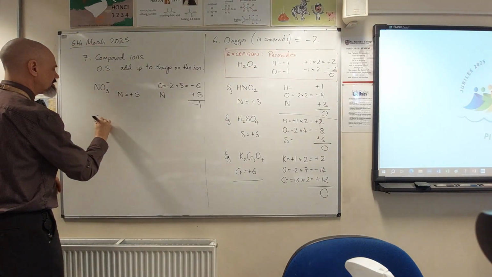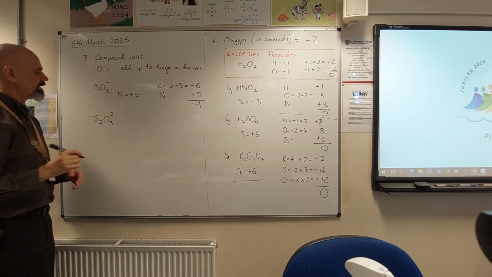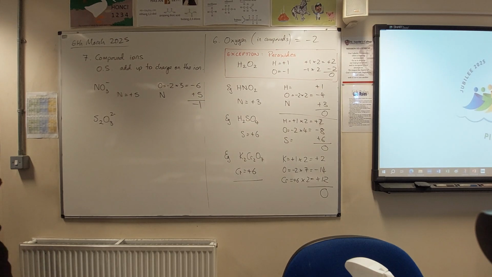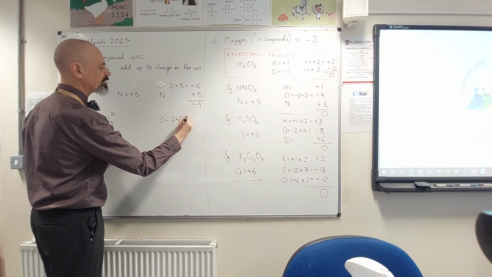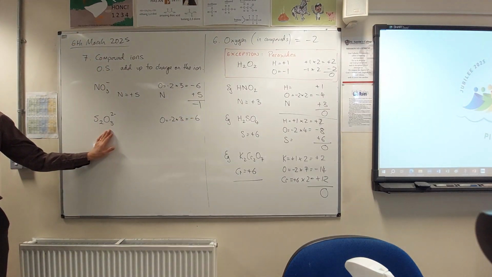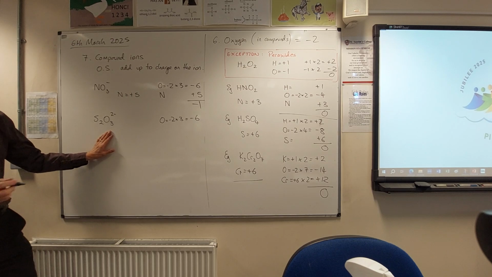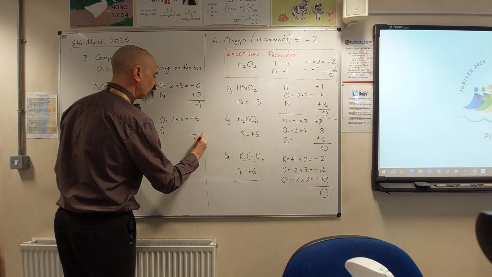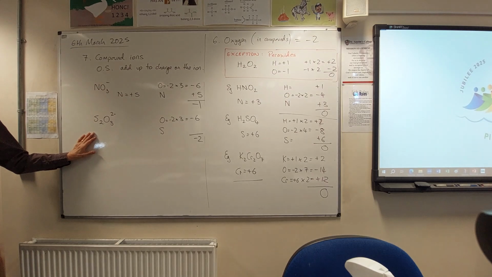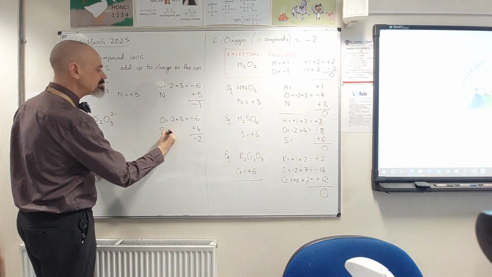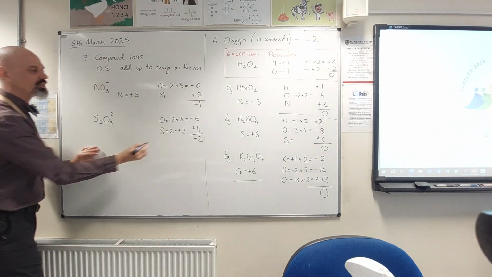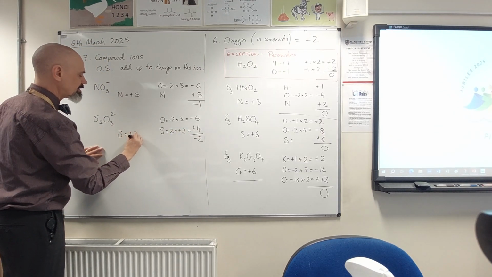Okay, let's do another one. S2O3 2-. So oxygen again is -2, and there's 3 of them, so oxygen's contributing -6. Sulfur is contributing whatever it's contributing, but the total has to be -2 because that's the charge on the ion. So sulfur's contribution must be +4, but there's 2 of them, so each sulfur must be +2.